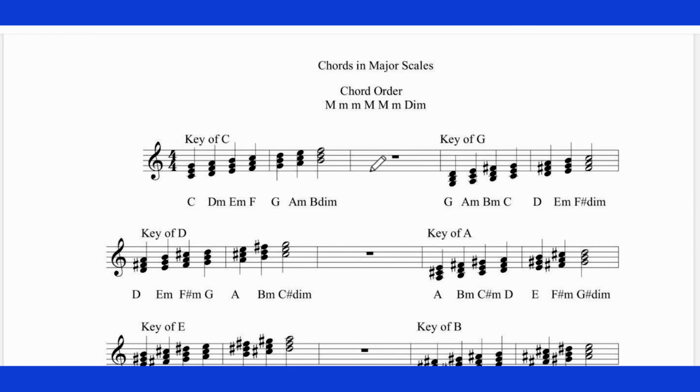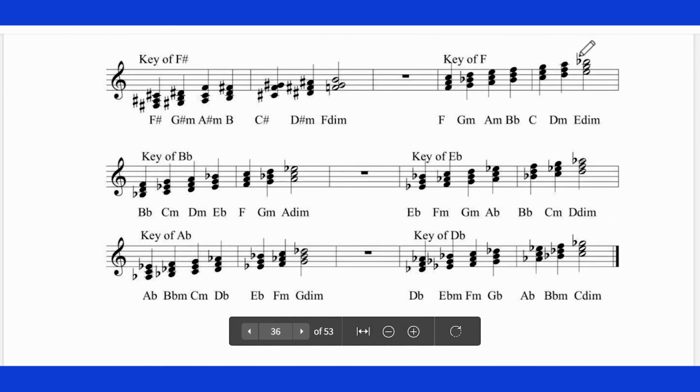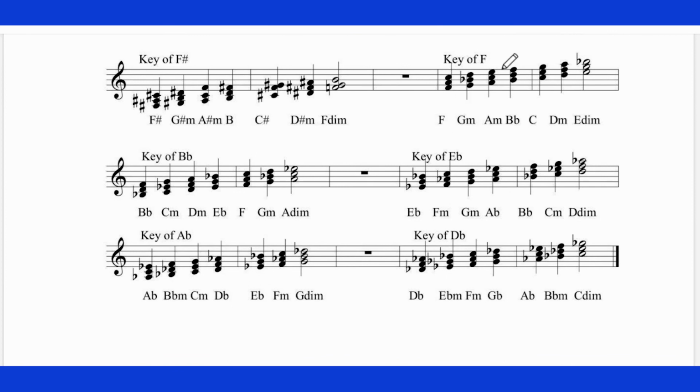Here we have a chart showing all of your chords in each of your scales. So C, and then all of your sharp scales, and then all of your flat scales, and every single chord that you have in those, if you don't feel like doing the math to figure out what they are.